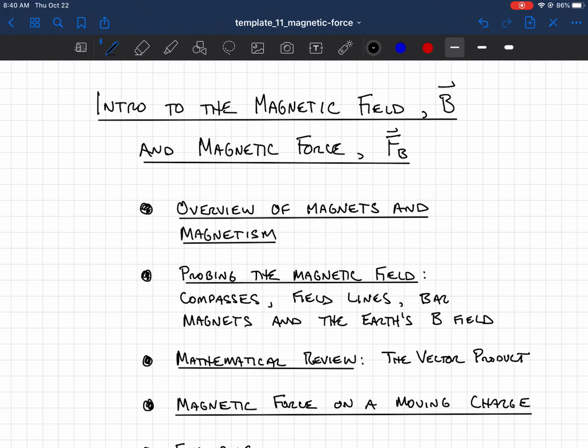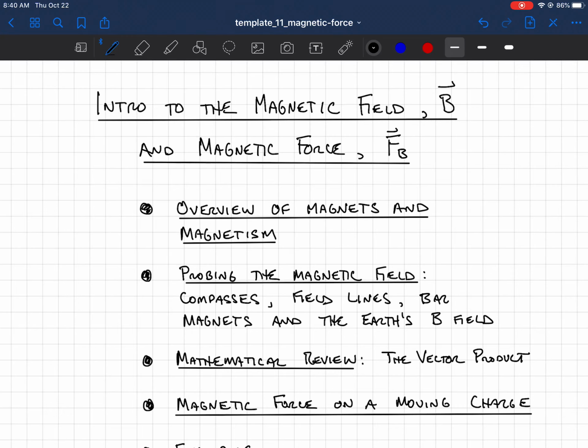This lecture is an introduction to the magnetic field, which is a new concept in this second semester physics course. We'll talk later in the semester how the magnetic field relates to the electric field, and all of that together is called electromagnetism. But today we'll mostly just talk about the magnetic force, and that's a force of the magnetic field on a moving charge.